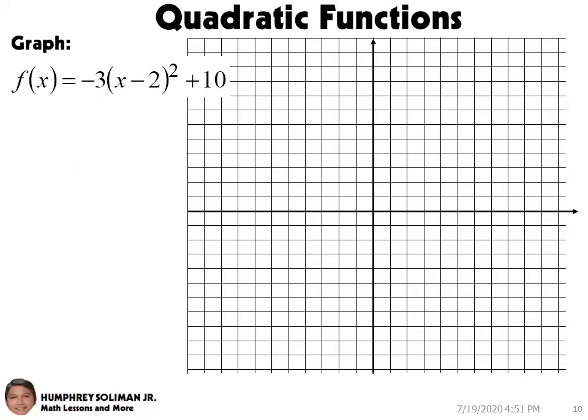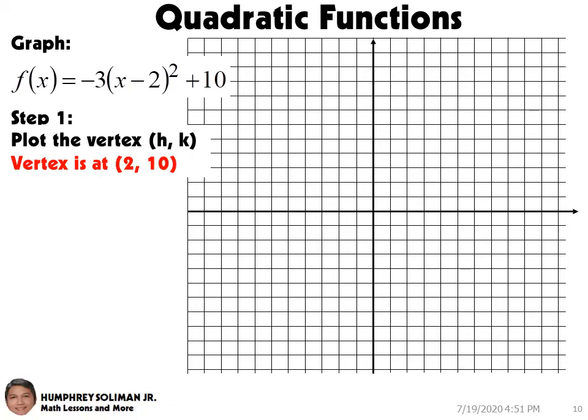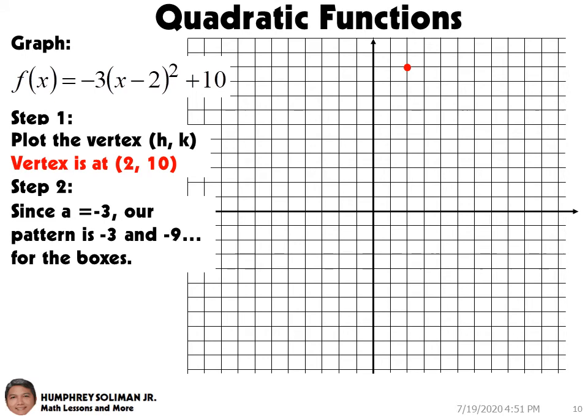Okay, for our next example, we have f of x is equal to negative 3 times the quantity x minus 2 squared plus 10. Step number 1, we plot the vertex h, k. Our vertex here is at 2, 10.